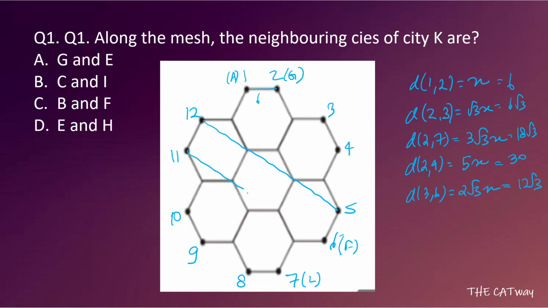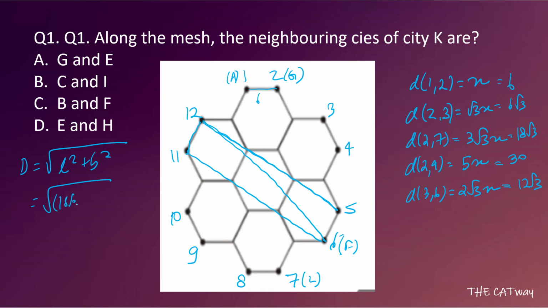Okay, this becomes a rectangle whose length is 18 root 3, and the breadth is 6. So what will be the length of the diagonal? The diagonal will be equal to under root length square plus breadth square, which is 18 root 3 square plus 6 square, which gives under root 1008, and that gives 12 root 7. So this is what we have.